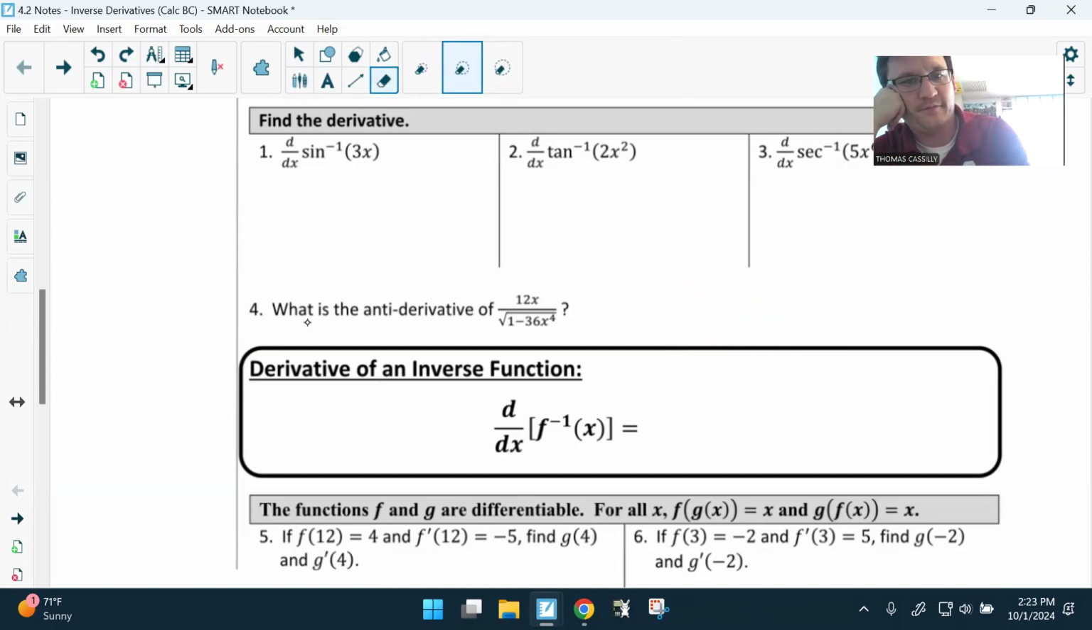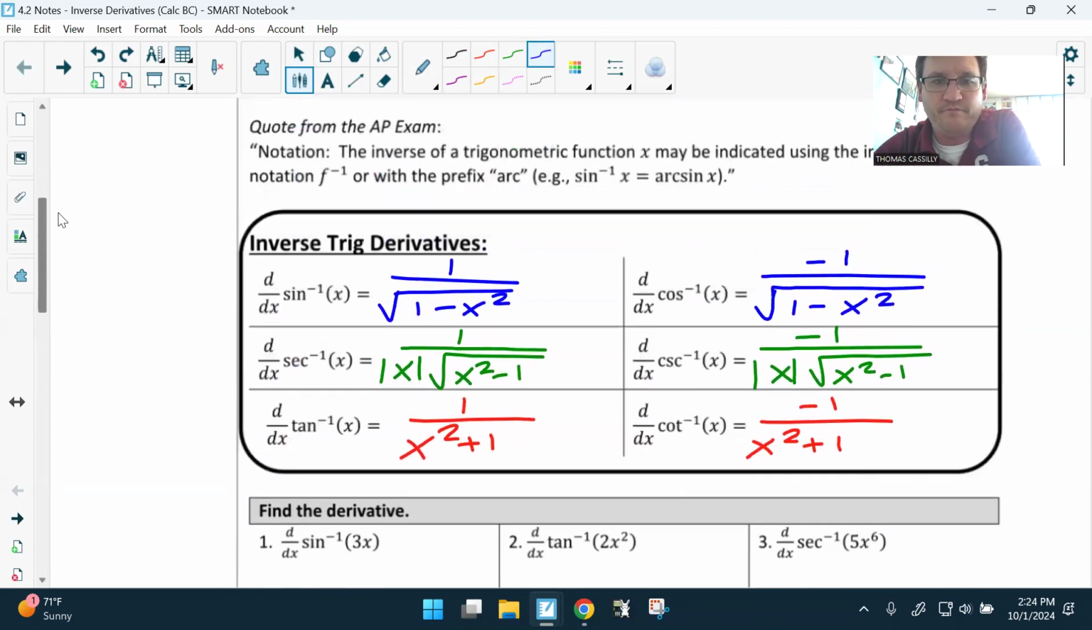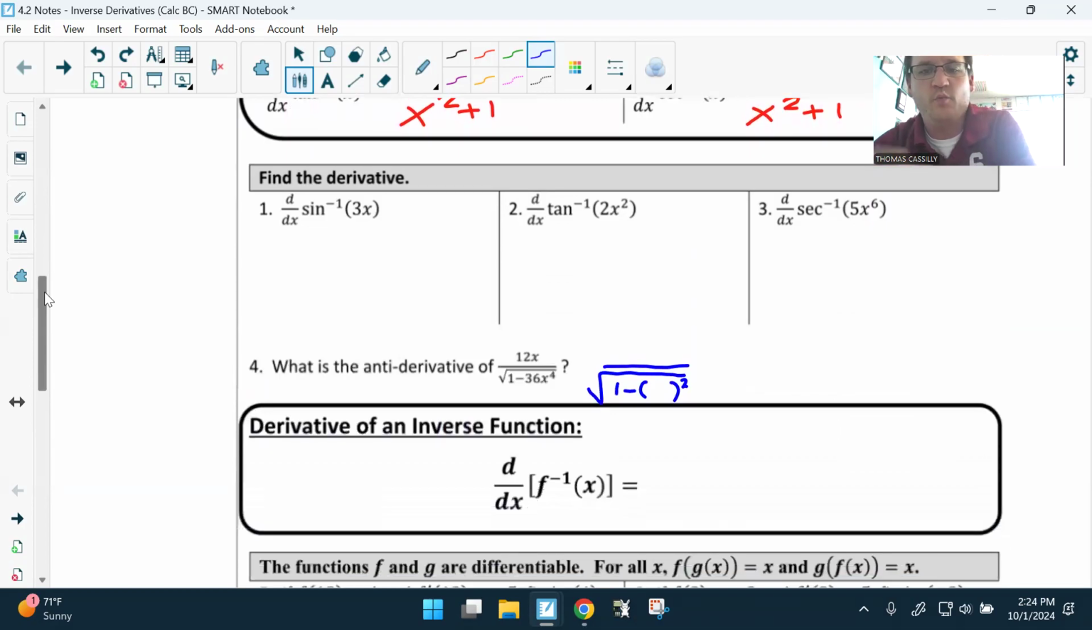So if we look at this, we have 12x over the square root of 1 minus 36x to the fourth. If we look at the structure of this function, we have a square root on the bottom, and we're going to have 1 minus something squared, right? So let's look at our inverse trig derivatives here. Which one is this most similar to? It looks like the sine function.